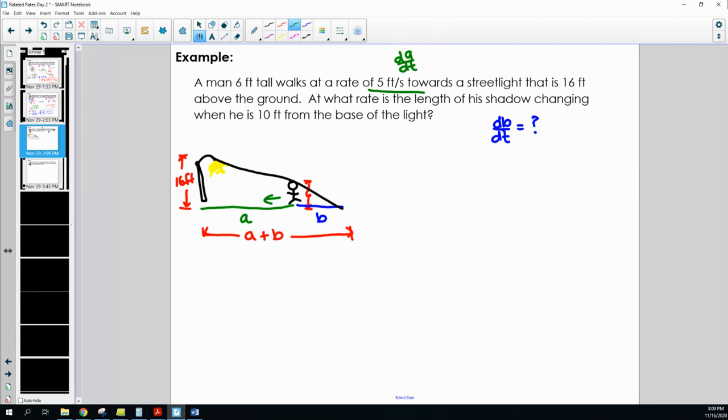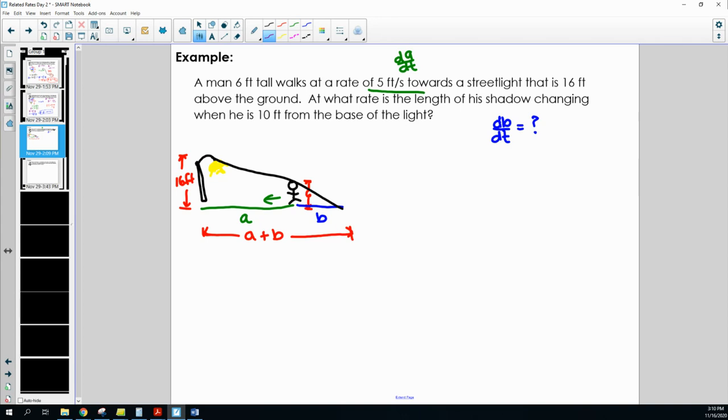So we see a triangle. And in the last problems that we looked at in the other video, when we saw a triangle, we did the Pythagorean theorem. But in this case, I don't think the Pythagorean theorem is going to help us right now, because we're not trying to find the length of a side, like from the light to the man. We're trying to find the length of the shadow, which is part of the base. So we have to think about proportions here.